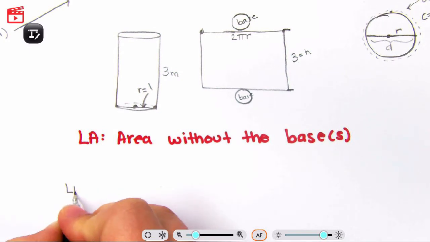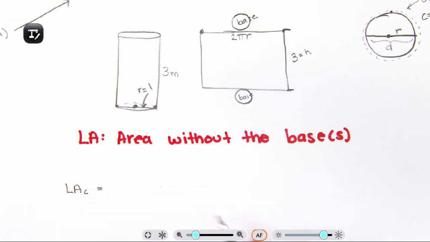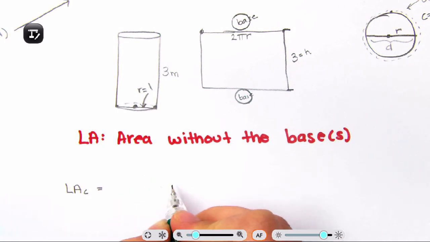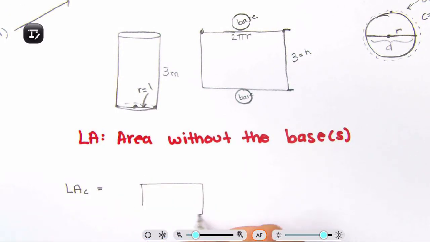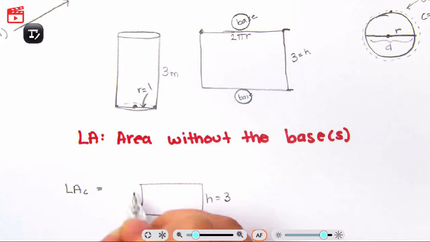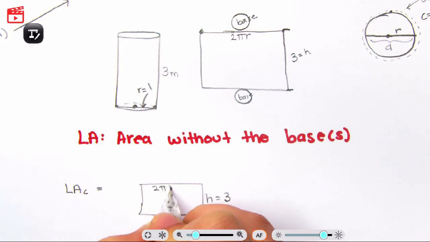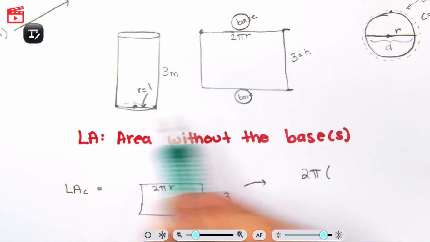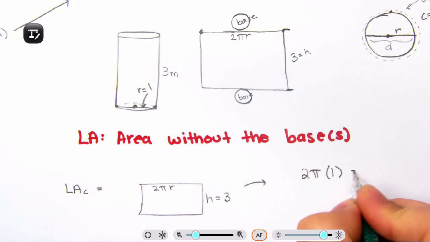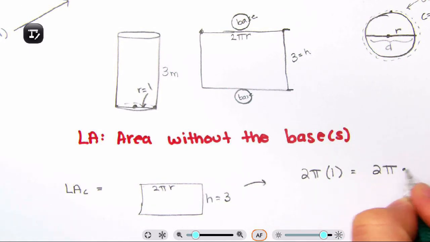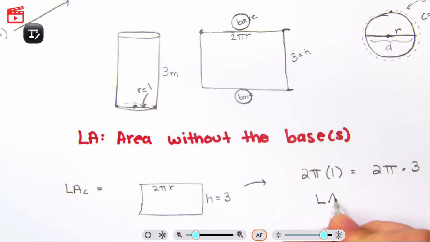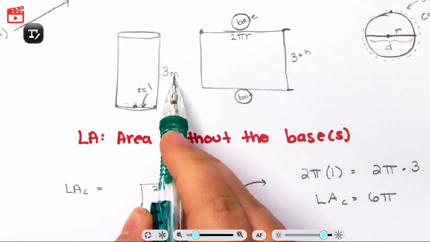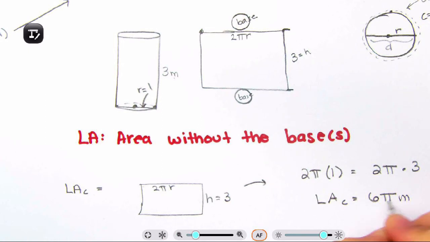So lateral area of our cylinder would be, let me draw this out again. Our height is 3. This section right here is 2 pi r. 2 pi, what is our radius? Our radius is 1. So I have 2 pi times 3. So I have 6 pi. So our lateral area for our cylinder is just 6 pi. Now I did not give you units. Oh, I gave you 1 unit. So it would just be meters.